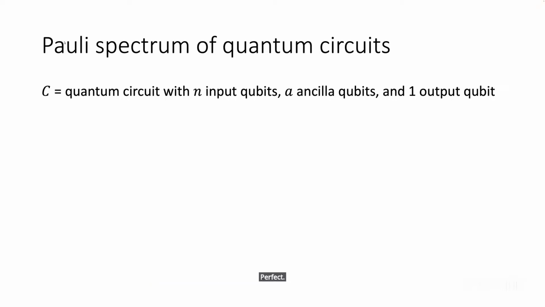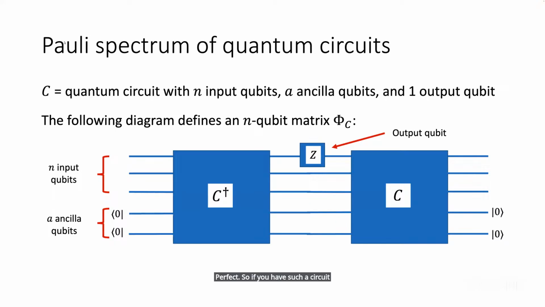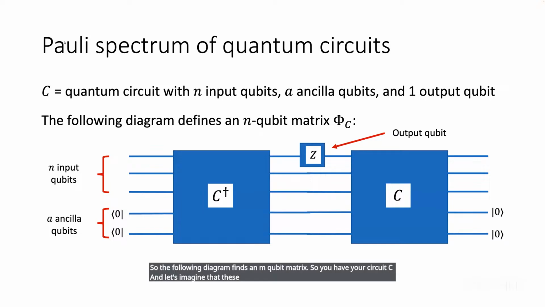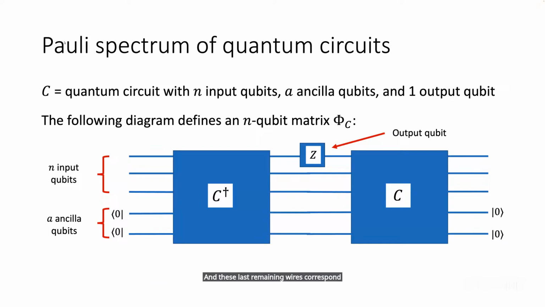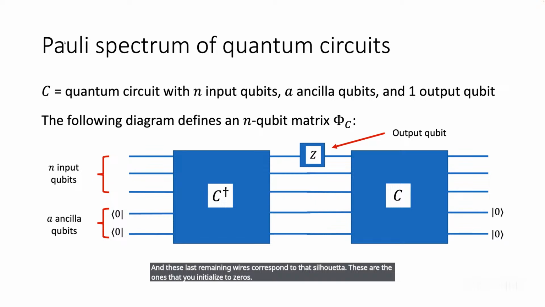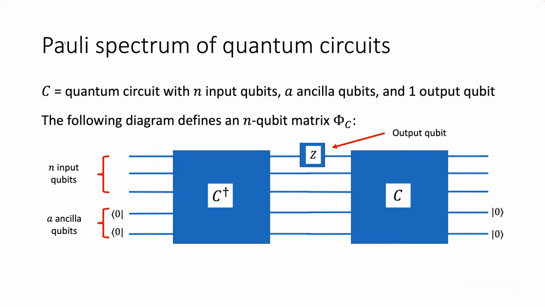So if you have such a circuit, we're going to define this matrix. The following diagram defines an n-qubit matrix. You have your circuit C, and let's imagine that these three wires correspond to the n input qubits, and these last remaining wires correspond to the ancilla. These are the ones that you initialize to zeros. As a matrix, this is an n plus a qubit matrix.